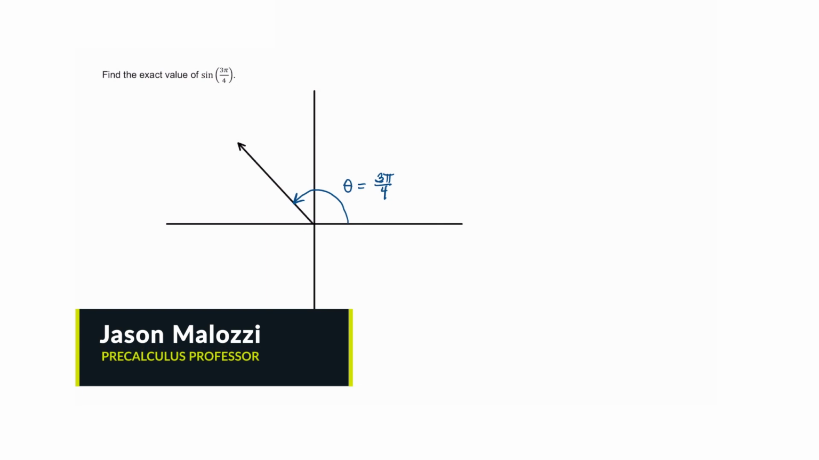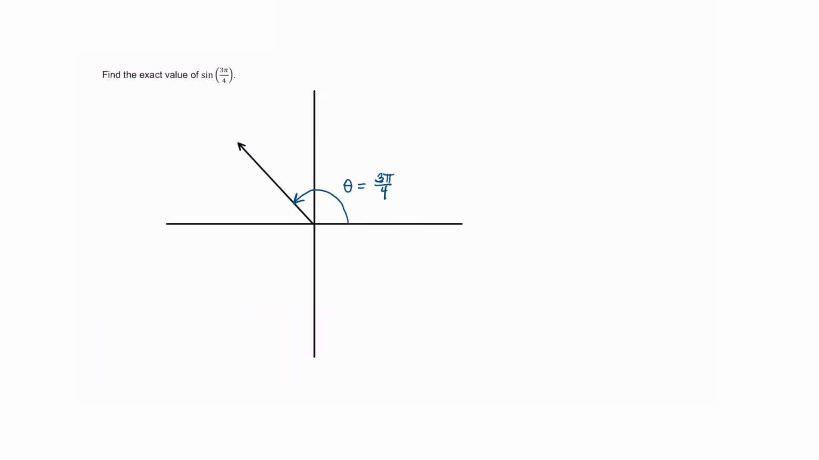Hello there. In this video, we're going to find the exact value of the sine of 3 pi over 4 radians. One thing that you may find helpful to find trigonometric functions of radian values, especially special ones, is to first get a sense of what this measures in degrees, because that's more familiar to us.